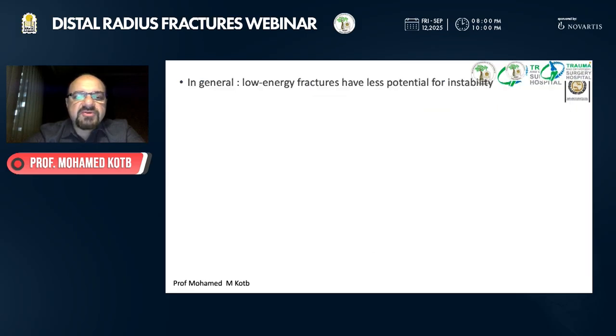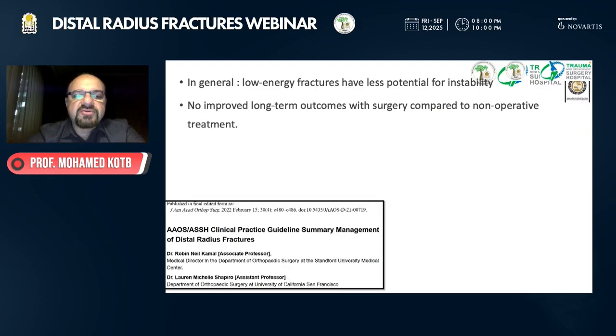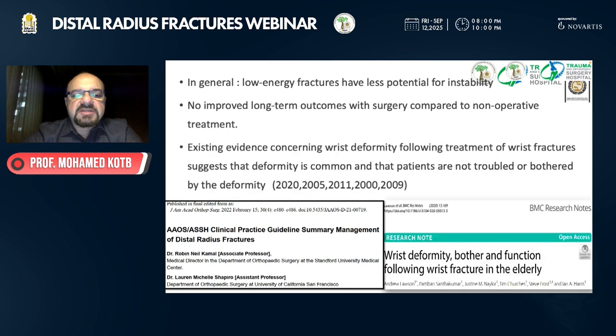So in general, low energy fractures have less potential for instability. So there is no improved long-term outcome with surgery compared to non-operative treatment, as stated by the American Academy guidelines, as we have said. And sometimes you are faced with a deformity like the X-ray we have seen in the first part of my presentation, but existing evidence concerning wrist deformity following treatment of distal radius fracture suggests that this deformity is common, even if you used internal fixation.